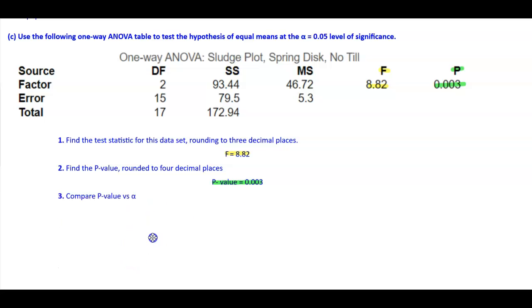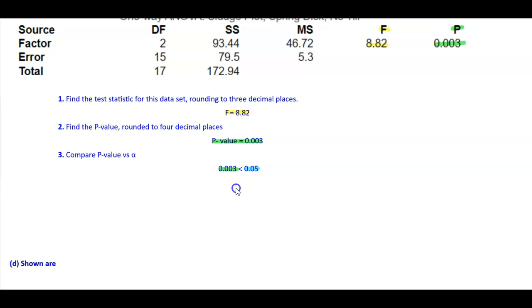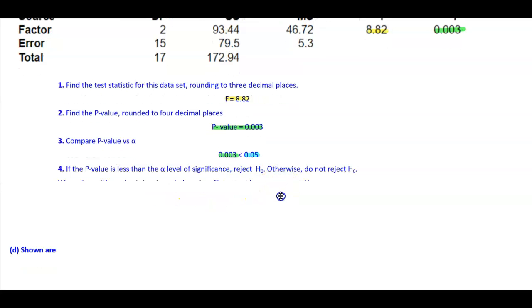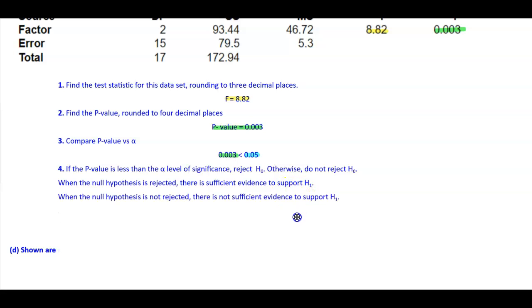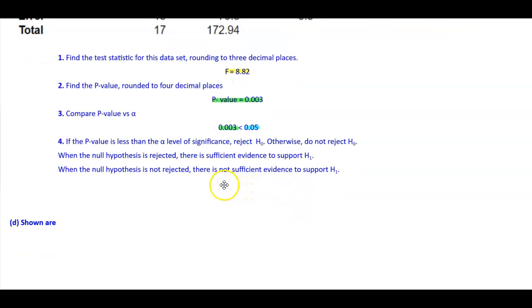Okay, now in step 3, we want to compare the p-value to the significance level. Well, the significance level is given to be alpha, which is 0.05. So if alpha is 0.05 and we know the p-value is 0.003, we can see that the p-value is less than the significance level. Now, if the p-value is less than the alpha level of significance, we reject the null. Otherwise, we do not reject the null. When the null hypothesis is rejected, there is sufficient evidence to support the alternative hypothesis. When the hypothesis is not rejected, there is not sufficient evidence to support the alternative hypothesis.